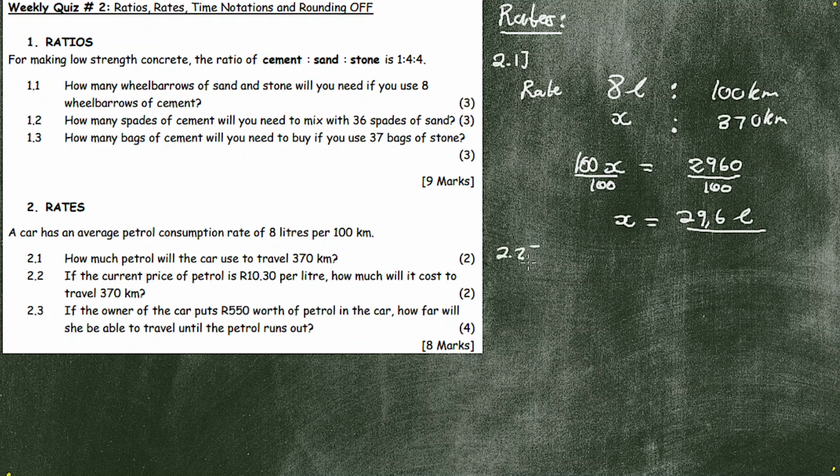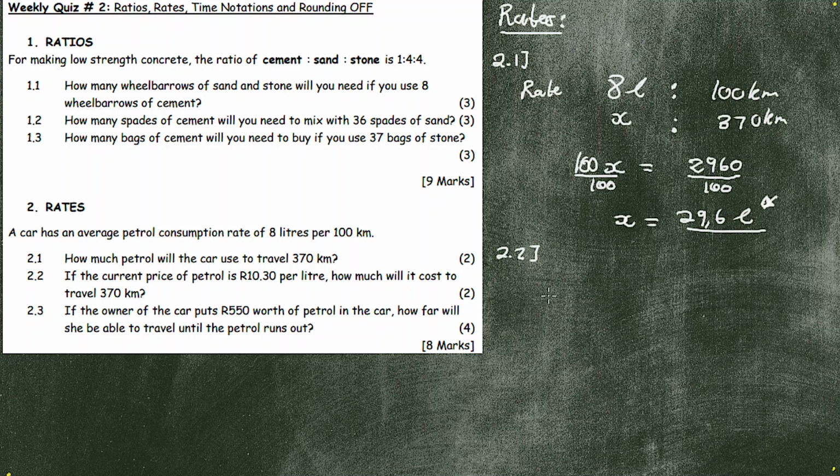Then 2.2, if the current price of petrol is 10 rand 30 per liter, how much will it cost to travel 370? So in order to calculate the cost, I need to know the number of liters it takes to travel 370. Lucky for us, on the previous question, we did find the value for the liters required to travel 370 kilometers. So somehow the 2.2 question is linked to 2.1. To calculate the cost, you need the liters of petrol. So we do have it, it's 29.6.